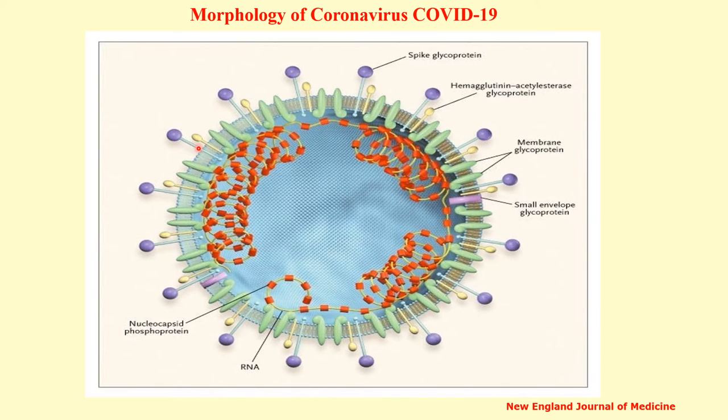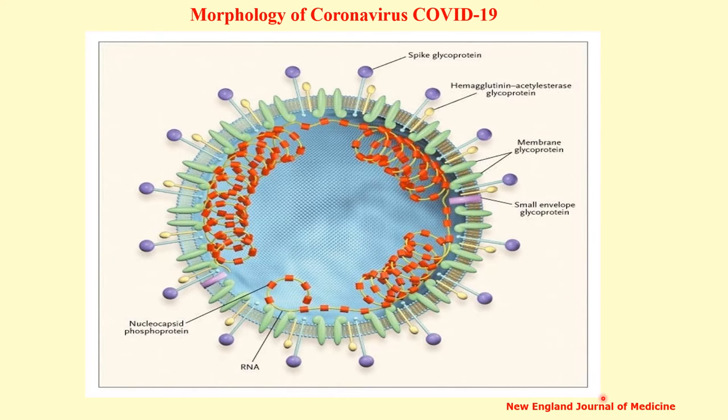In the viral envelope, we have spikes. For example, we have the spike glycoprotein or the S protein, which is this one. We have the hemagglutinin acetyl esterase glycoprotein, which is this one in yellow color. Also, we have the M protein, which you see in green color. And as I mentioned previously, this is the nucleocapsid phosphoprotein, these red color ones. Okay, so this is the structure of coronavirus COVID-19.